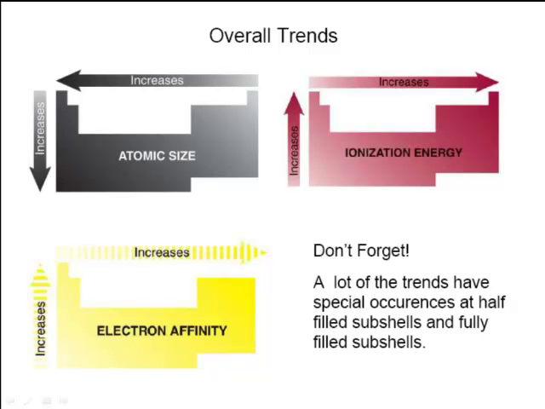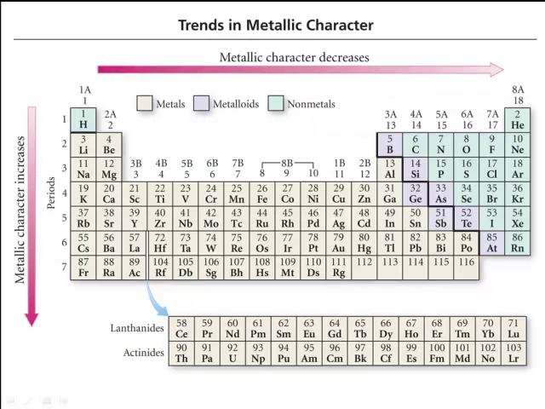Okay, so we had some basic overall trends dealing with atomic size, ionization energy, and electron affinity. We could predict those trends just using a periodic table. Now, there were exceptions to those trends that we need to know. We also need to know the reason why these trends occur. We can't just simply memorize that atomic size increases as I go from right to left and down the periodic table. Yes, we need to know that to predict the general trend, but more importantly, we need to know why that happens. So the last thing we're going to look at are trends in metallic character.